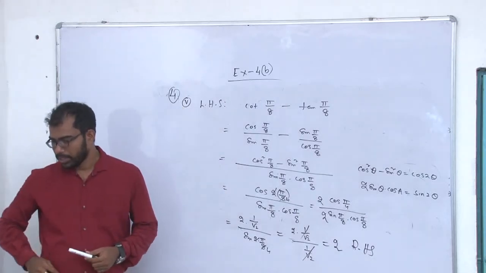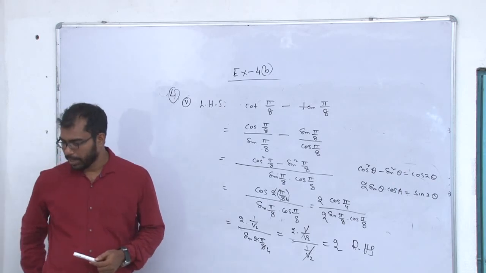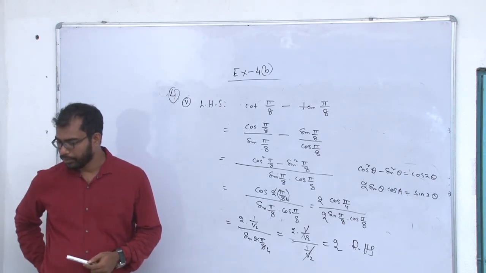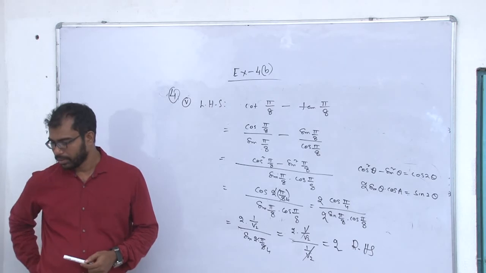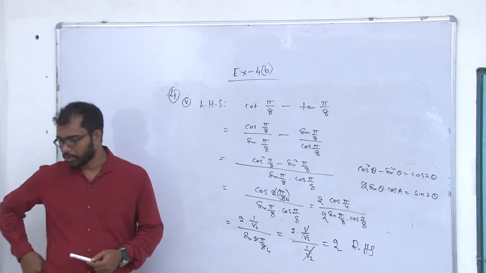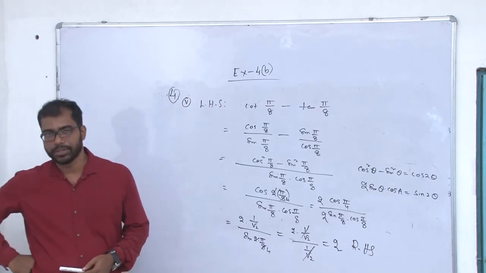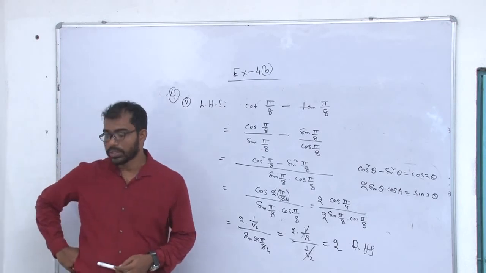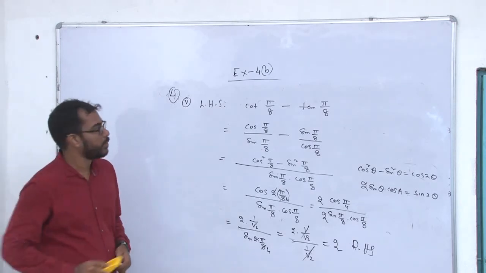Similarly, you can solve question number 4 part VI, that is cos 9 degree plus sin 9 degree.